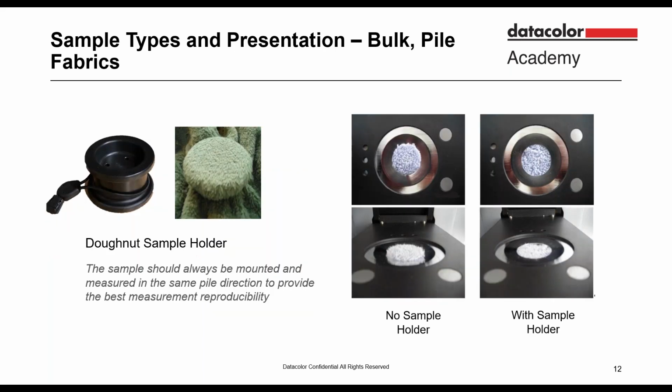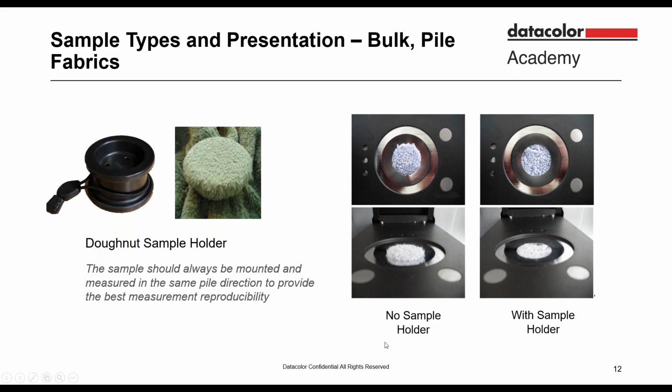So the way to manage this type of material is to use a sample holder. There is one example of a holder we call a donut. It's a cylinder with a rubber band. We would place the sample on top of the cylinder and use the rubber band to keep the sample flat and uniform, and to be able to manage the measurements.